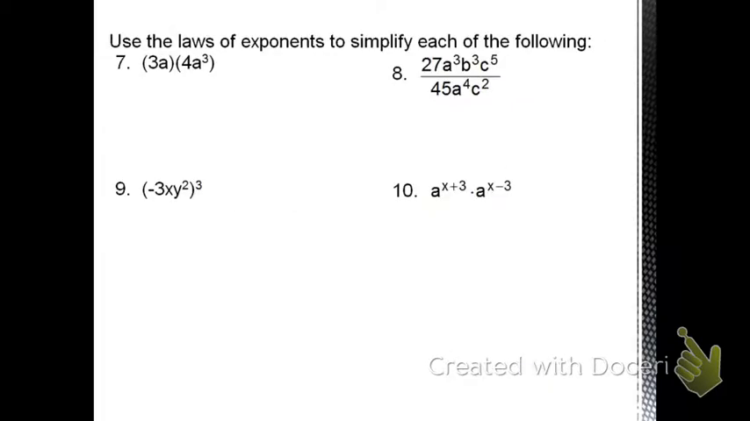All right, that wasn't so bad. So maybe we can finish these up even more quickly. Let's see, number 7. 3a times 4a cubed. Well, multiply what you can multiply. You multiply coefficients together.